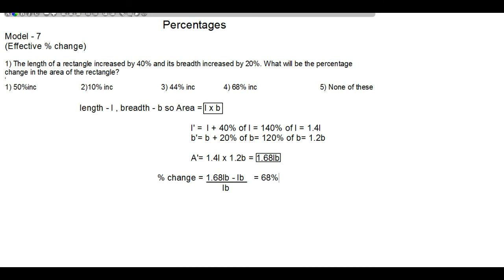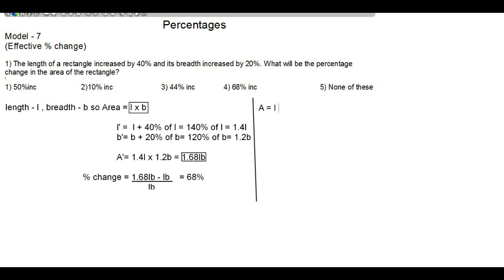But friends, solving the question in this way takes a lot of time. Why? Because a lot of steps are involved and the procedure becomes lengthy. So let us try to solve this question with the help of the concept that we have discussed just now, that is the net or effective percentage change.